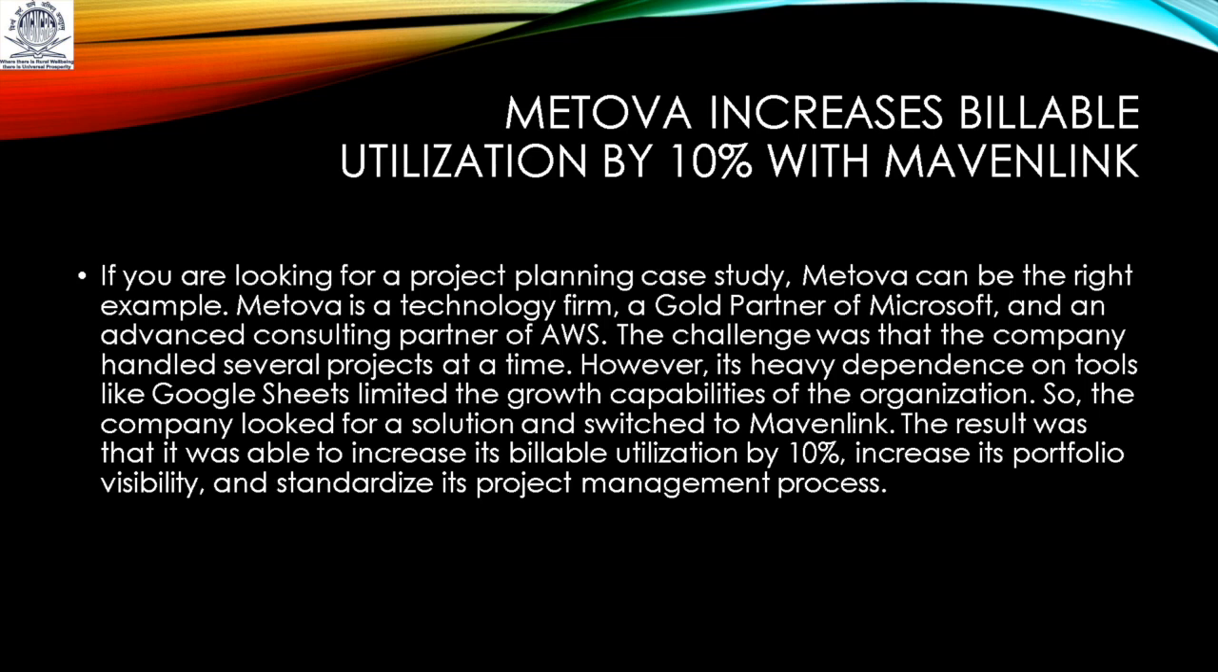The challenge was that the company handled several projects at a time. However, its heavy dependence on tools like Google Sheets limited the growth capability of the organization. So the company looked for a solution and switched to Mavenlink. The result was that it was able to increase its billable utilization by 10%, increase its portfolio visibility, and also standardize its project management process as well.